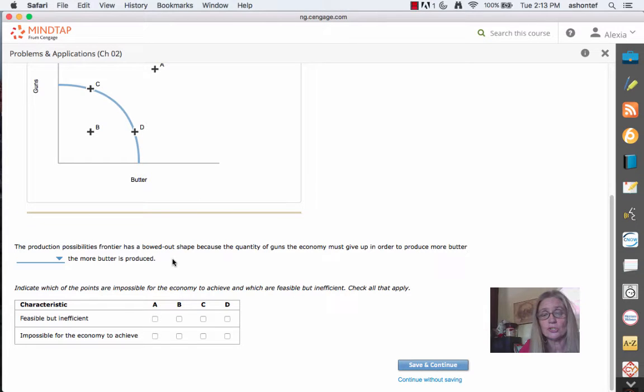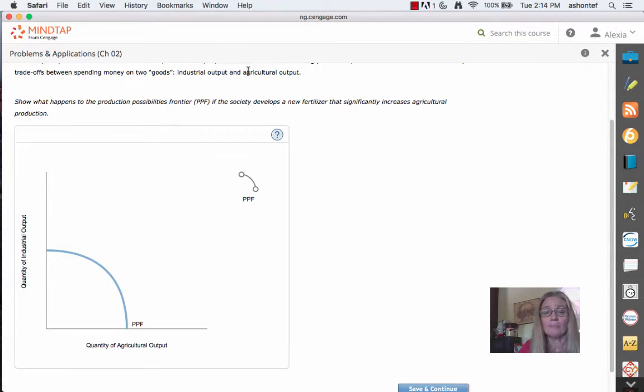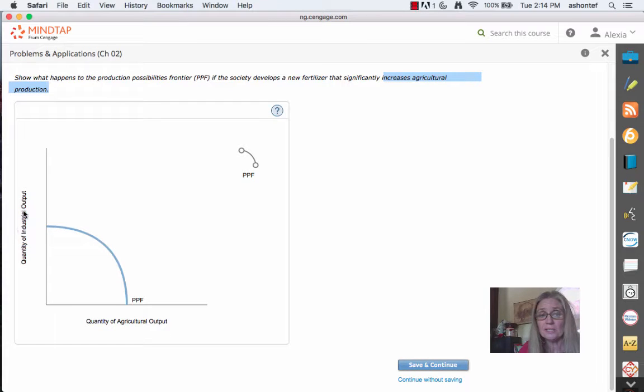So the first set of questions are just asking you to label what A, B, C, D, and so forth represent. So it says, the first principle of economics discussed in Chapter 1 is that people face trade-offs. As you remember, trade-offs means we're having to give something up. Always trade-off. And the two goods are industrial output and agricultural. So this says, show what happens to the PPF if the society develops a new fertilizer that significantly increases agricultural production. What you want to notice here is that it clearly states this has had an impact on agricultural production in particular. It didn't say industrial, so it's agricultural output that has increased.